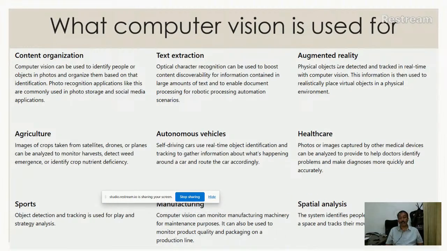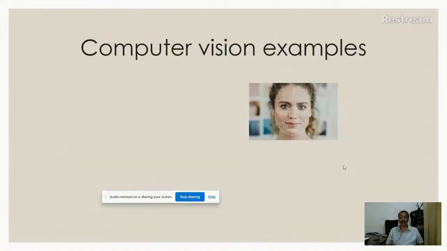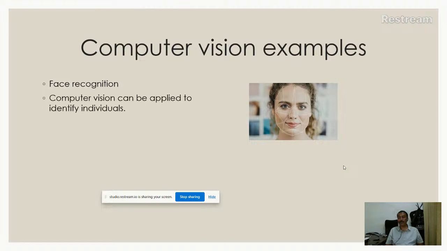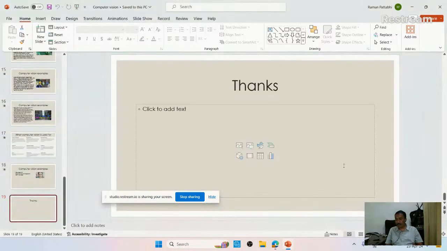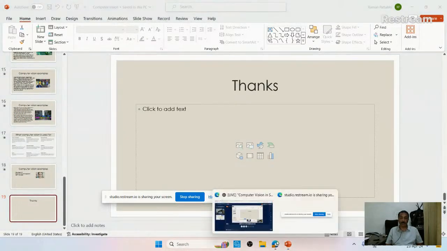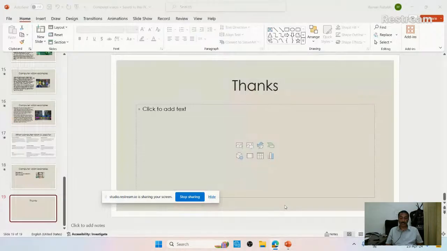Then augmented reality, where physical objects are detected and tracked in real time with computer vision. In healthcare, photos or images captured by medical devices can be analyzed to help doctors identify the problem and make diagnosis more quickly and accurately. Like this, you have a lot of applications. Of course, the most popular one currently being used is facial recognition, and it can be used to identify individuals. With this, I am closing briefly on applications.